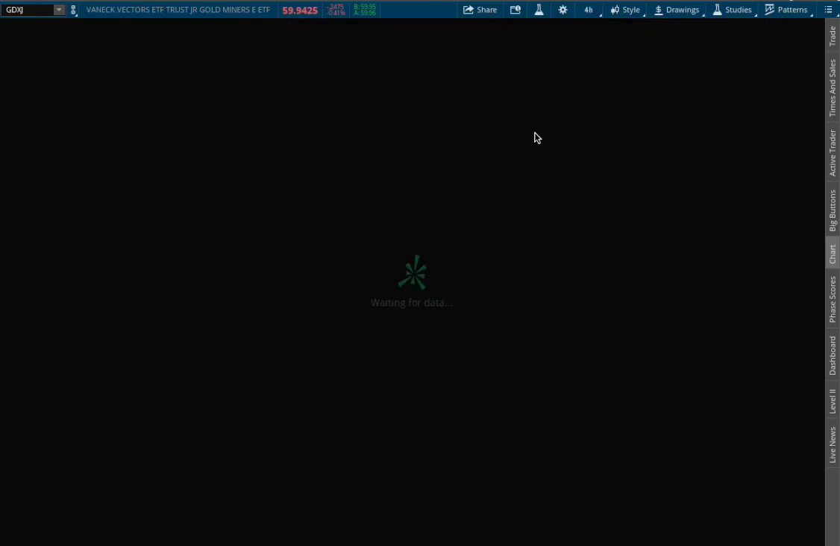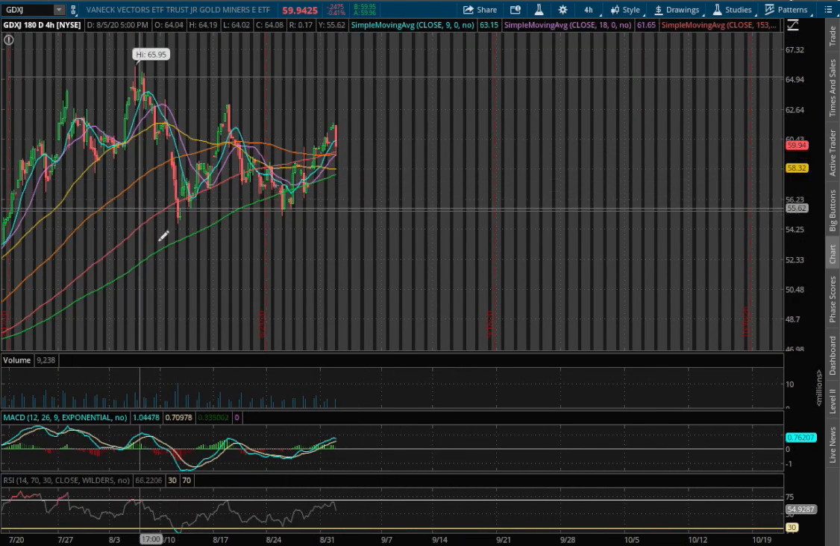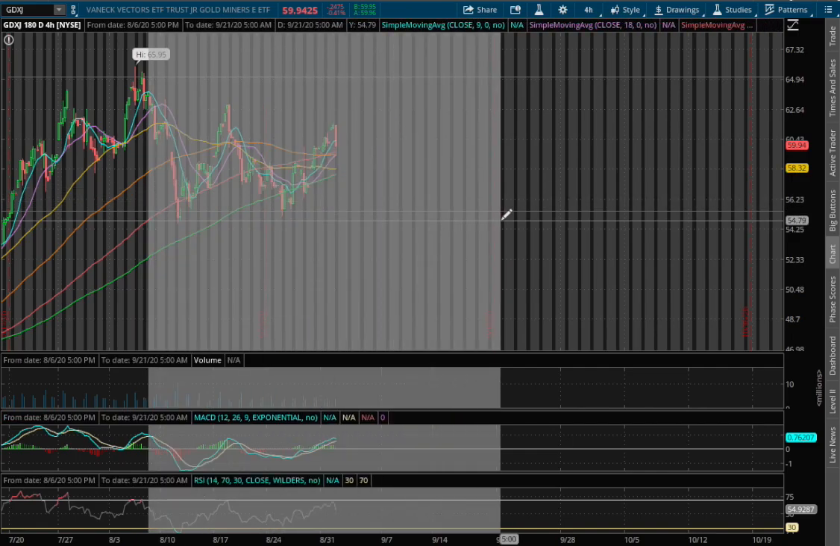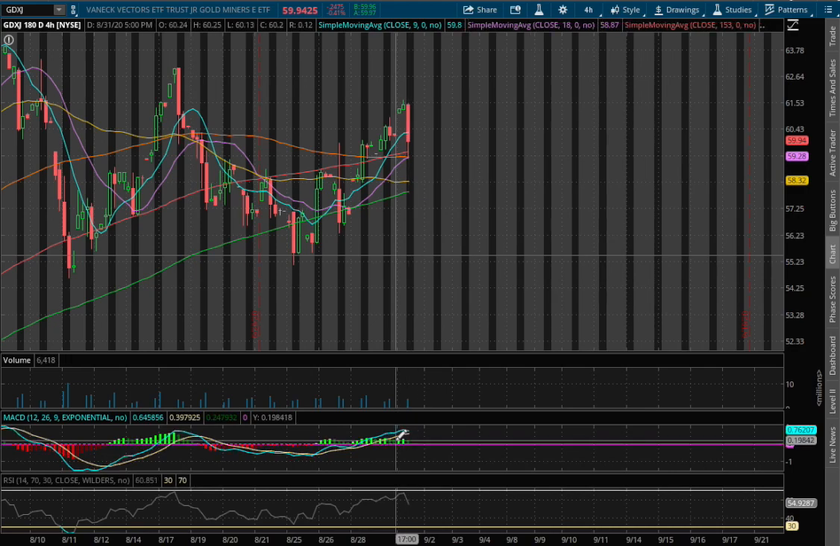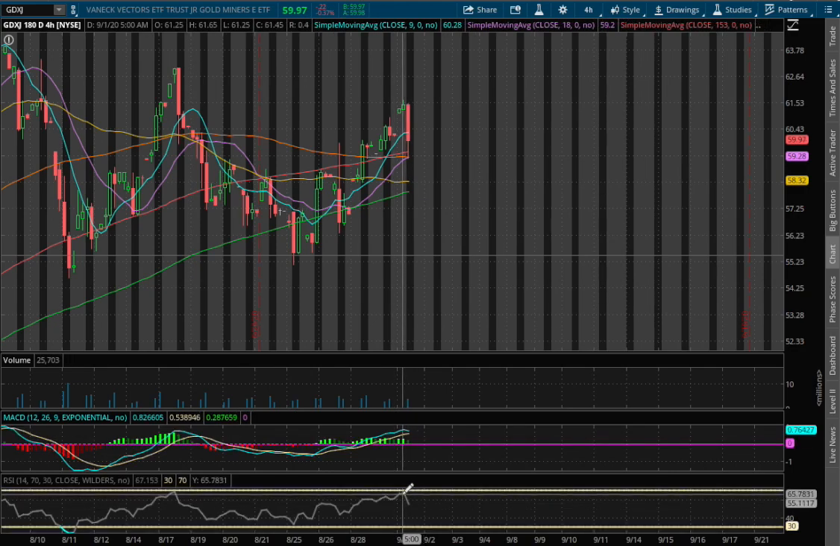If we expand out further onto the 4 hour chart, we did bounce right along the 200 moving average that dated back to, say, August 25th, and we continued to bounce along the 18 moving average, this purple line. We see slight signs of a divergence on the 4-hour MACD, and we have not hit overbought on the RSI yet.